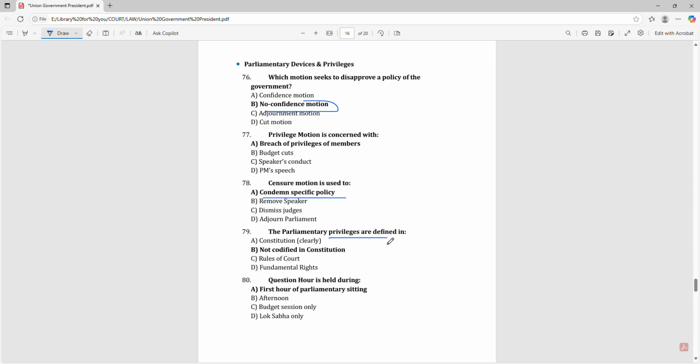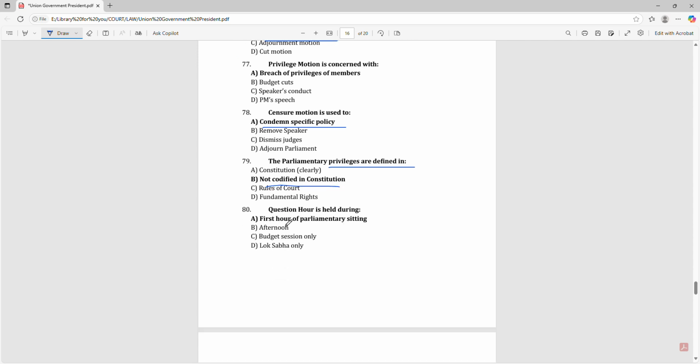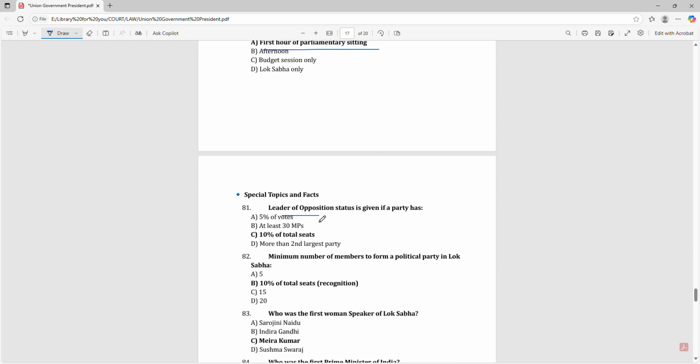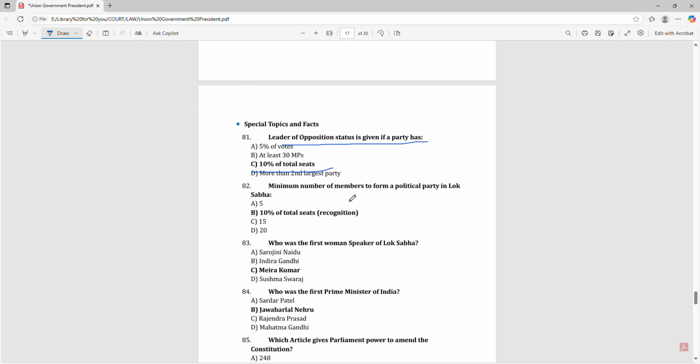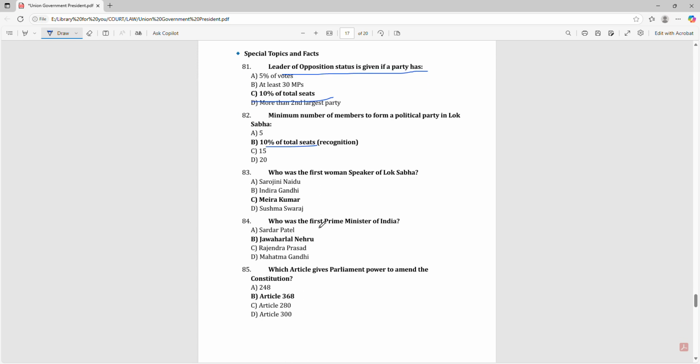Parliamentary privileges are not codified in the Constitution. Question hour is held during the first hour of the parliamentary sitting. Leader of opposition status is given if a party has 10% of total seats. Minimum number of members to form a recognized party in Lok Sabha is 10% of total seats. Who was the first woman Speaker of the Lok Sabha? That is Meira Kumar. Who was the first Prime Minister of India? Jawaharlal Nehru.